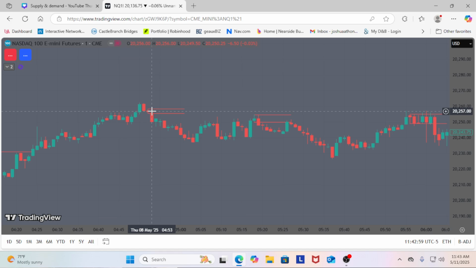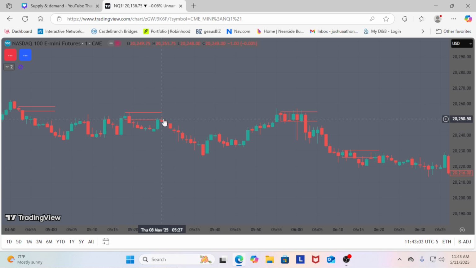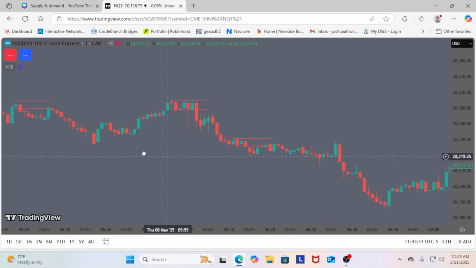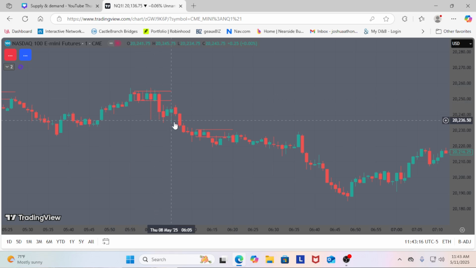We have a very small supply run there. Supply prints, comes back into the supply, retest it, come back down, 249 all the way to 227. That's 20 points. That's 22 points. This would have been a nice one.